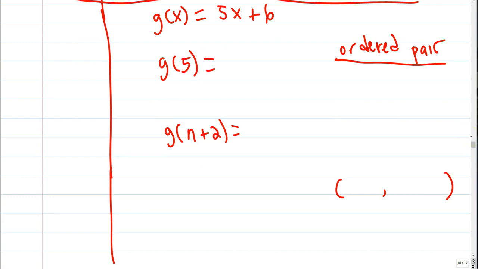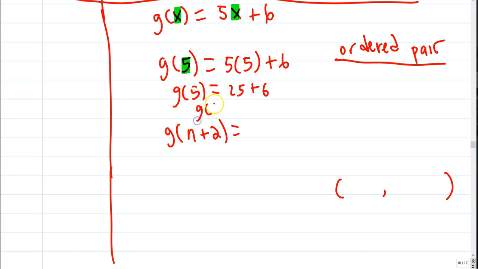g of x is 5x plus 6. What is g of 5? Well, that 5 will go in place of the x. So it becomes 5 times the 5 plus 6. g of 5 is 25 plus 6. g of 5 is equal to 31. Do not solve for g. This is the point. The x value we plugged in was 5. The y value, or the f of x value we got out, was 31.